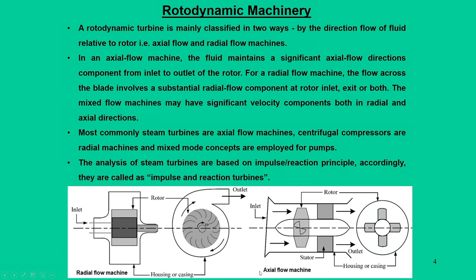But when you refer to the axial flow machines, what happens? A majority of the flow component comes in the axial direction. So, that is the basic difference. So, they are termed as axial flow machines.